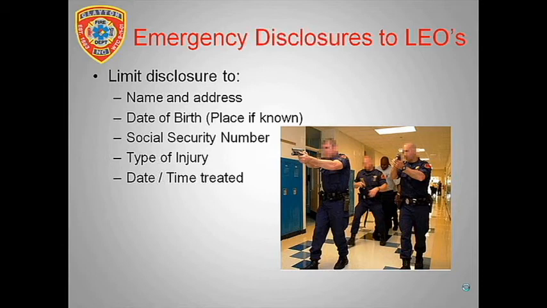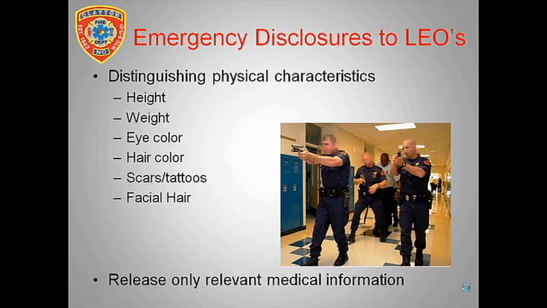Here are other distinguishing physical characteristics for law enforcement: height, weight, eye color, scars, tattoos, facial hair. Again, as you can see with these characteristics, what they would need these for in identifying personal information.